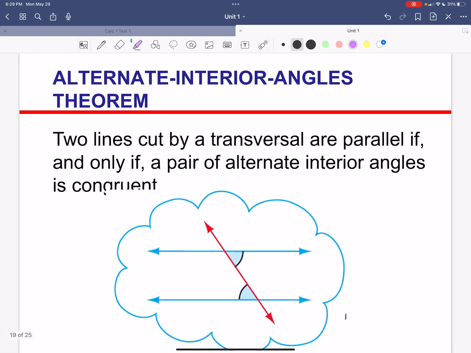And these are your alternate interior angles that we just talked about on the last screen.